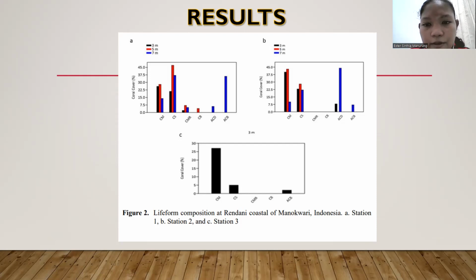This condition provides an overview of the distribution of corals that are affected by environmental conditions in Rendani waters, where the morphology of corals formed is an adaptation to local conditions. Environmental factors, in this case temperature, depth, and currents, have an important influence on this variation. Fluctuation in environmental conditions will affect growth rates and coral reproductive abilities.